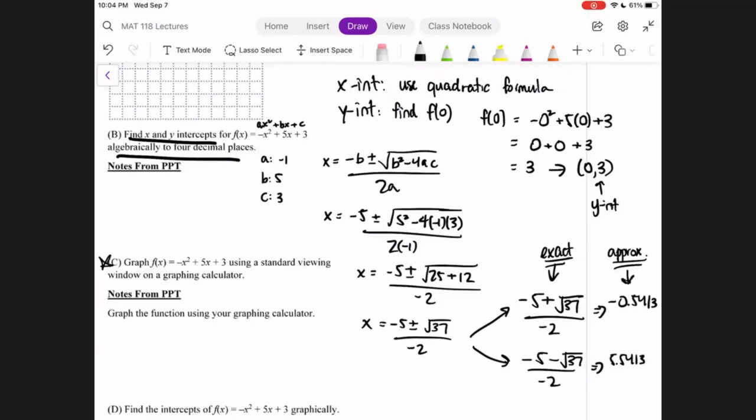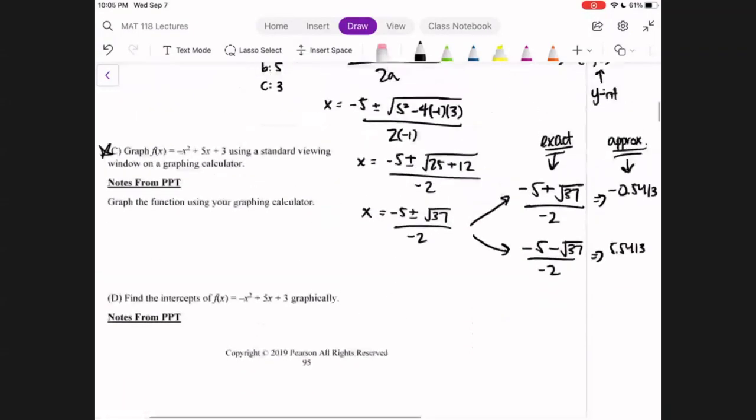Right? So make sure you understand if the question wants exact x-intercepts, do the quadratic formula and simplify it down. If it wants approximate, you can use Desmos because we got these values. Or you can also look at the graph. So you could practice with that.